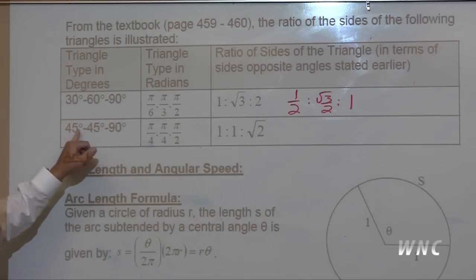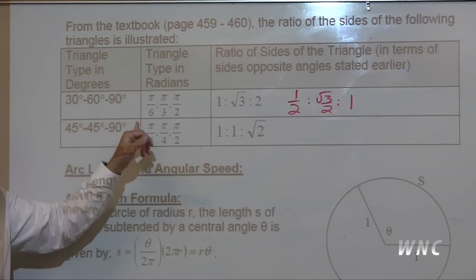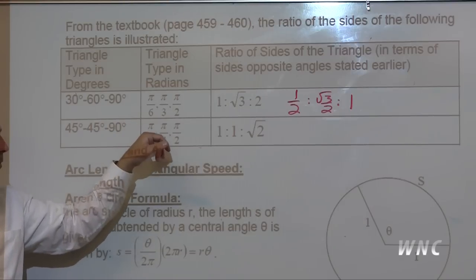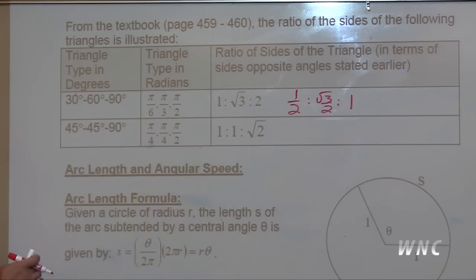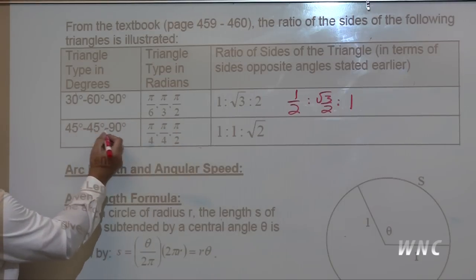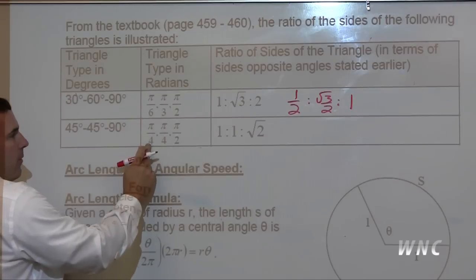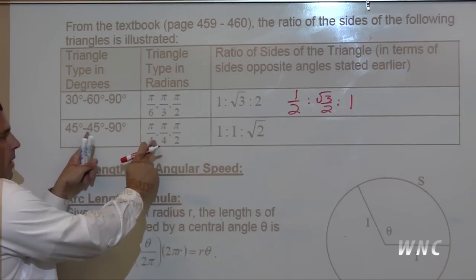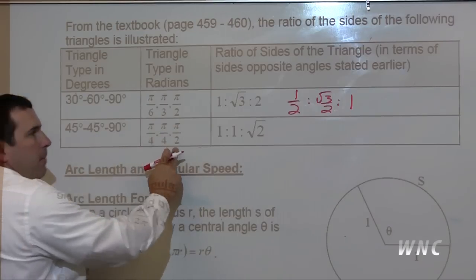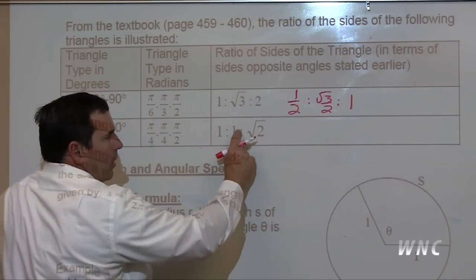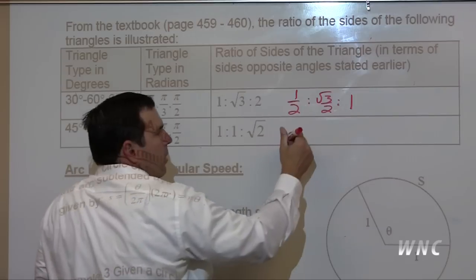Likewise, a 45, 45, 90 in degrees would be pi over 4, pi over 4, pi over 2. By the way, these aren't negatives, these are just dashes between them. Pi over 4 corresponds to 45. Pi over 2 corresponds to 90. This would be a 1, 1, square root of 2 ratio.